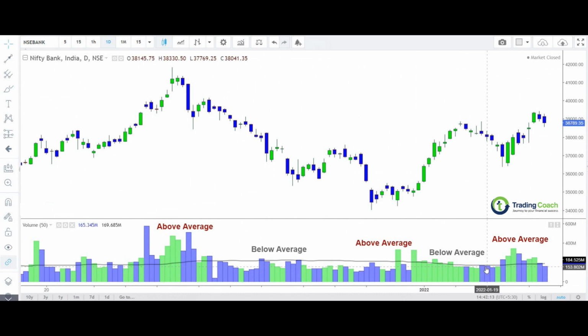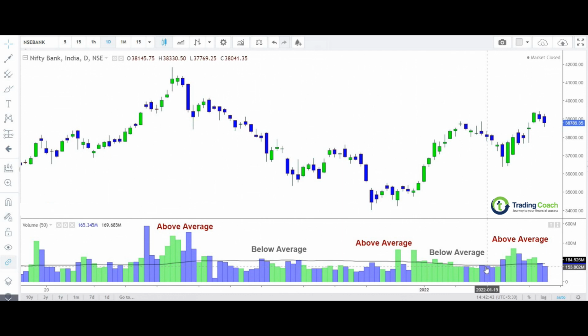Okay, so once we identify these areas of volume, the next step is to look for ranging and trending candles. In case you don't know what exactly ranging candles and trending candles are, I have already made a very good video on this. So make sure to check out that particular video. I will leave the link in the description box below. So make sure to have a look before you continue further.